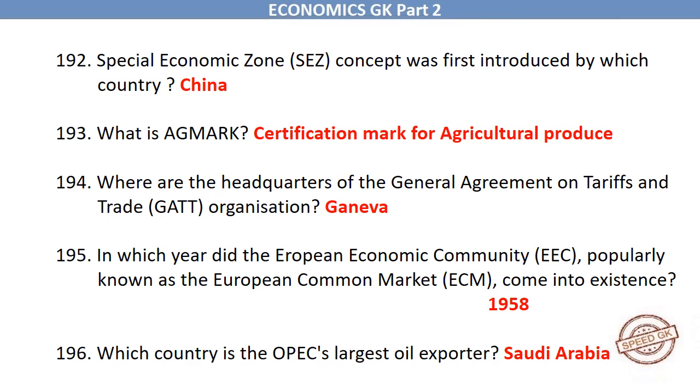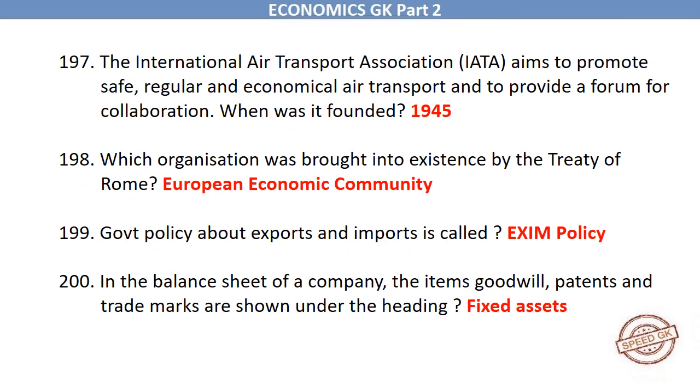Saudi Arabia. The International Air Transport Association, IATA, aims to promote safe, regular and economical air transport and to provide a forum for collaboration. When was it founded? 1945. Which organization was brought into existence by the Treaty of Rome? European Economic Community. Government policy about exports and imports is called EXIM policy. In the balance sheet of a company, the items goodwill, patents and trademarks are shown under the heading Fixed Assets.